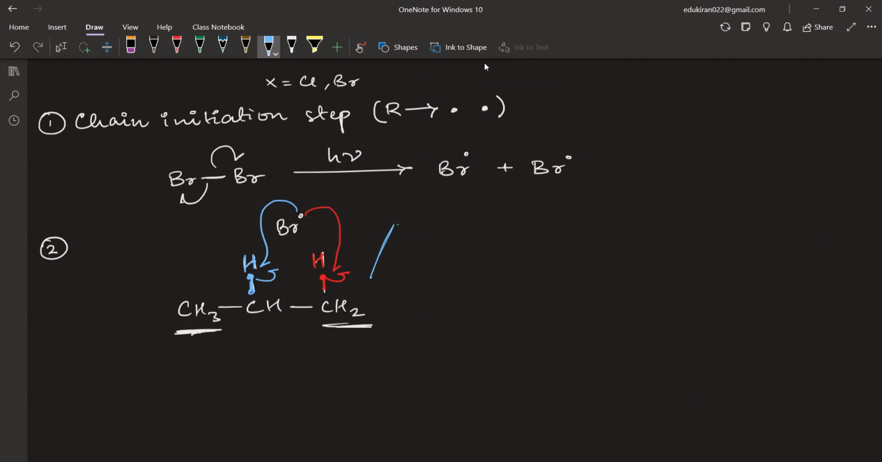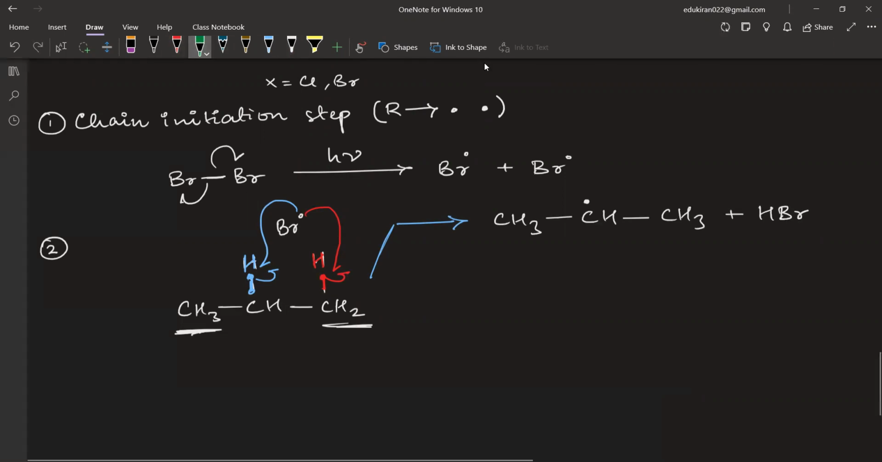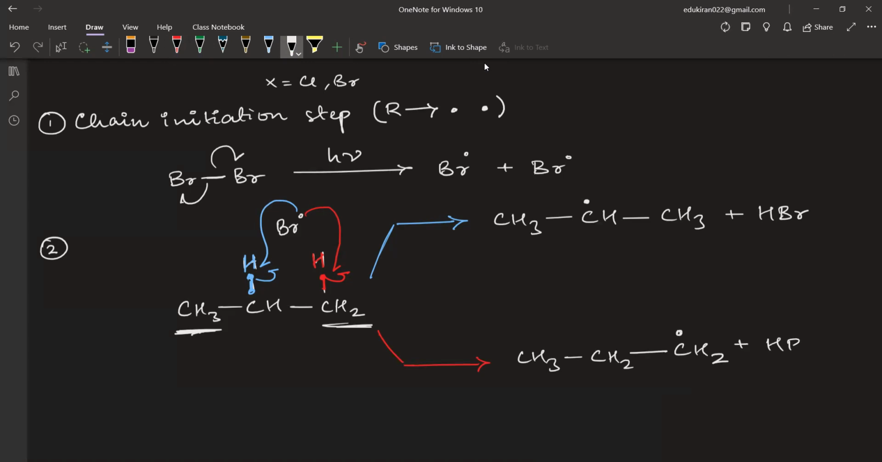So I will show you two options. What will happen if the Br attacks and forms a bond with the hydrogen of the second carbon? So this will be CH3 and then the CH will be there. Now this CH will have a free radical followed by CH3, and HBr will be formed. In the step where Br attacks the red hydrogen, you will have CH3. This CH2 will be intact as it is, nothing will happen here. But this CH3 will become CH2 with a free radical, and then you will have HBr.